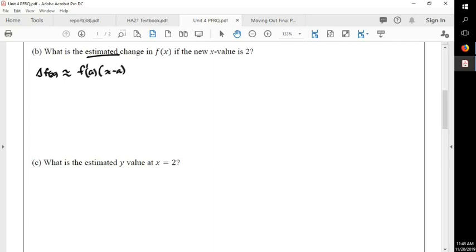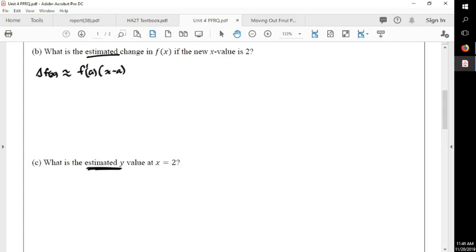The easier way to think about it, in my opinion, is to first find the estimated y. And then you could take the estimated y and the y value at the point of tangency, and subtract those. Let me find the estimated y first, and then I'll explain it.